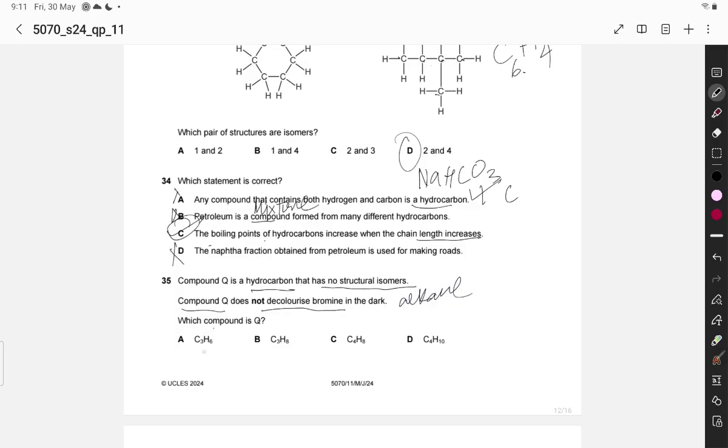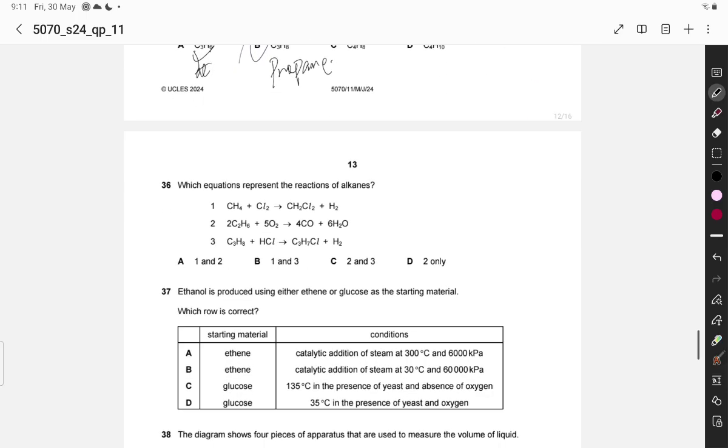Which compound is C3H6, is it an alkene? This is incorrect. This is propene. This is propane, and it does not decolorize bromine in the dark and also has no structural isomers. So B option is the correct option.